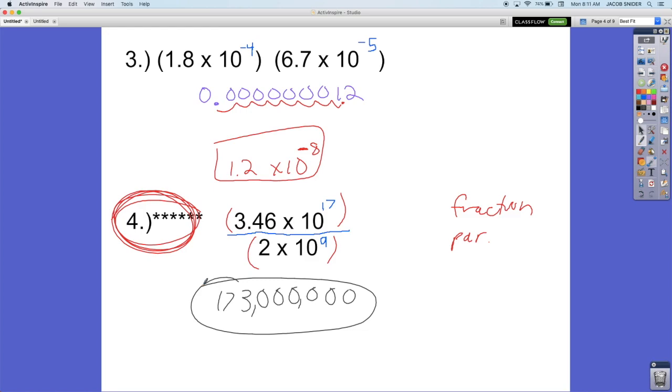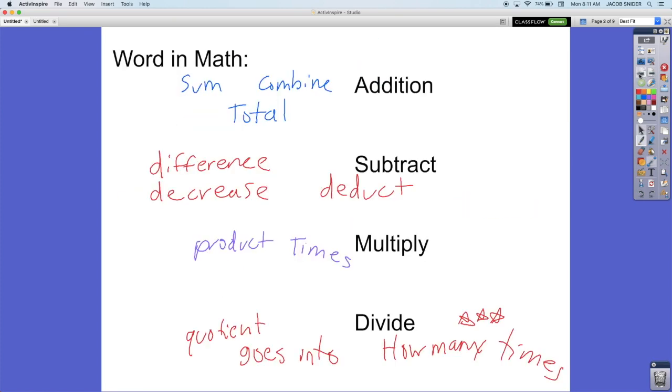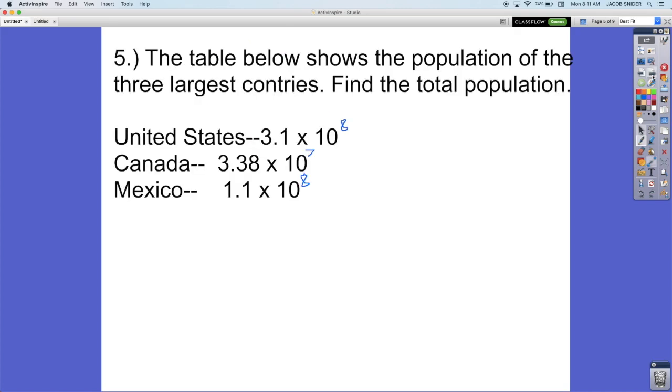Okay, let's keep going, guys. We're stepping up a smidge. The table below shows the population of the 3 largest countries in North America: United States, Canada, and Mexico. Find the total population. If I go back to my words from the beginning of the day, where does total come up? Total comes up when I do addition. So to find my answer, what do you think I would do with these 3? Just find the total. So I'm just going to add all 3 of them together.